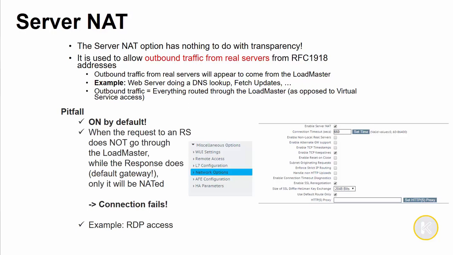Some things to be aware of. For one, server NAT is on by default. In situations where the connection is made directly to the real server bypassing the LoadMaster, the response back to the client does go through the LoadMaster and gets NATed. This connection will fail since the client is receiving a response from a different IP address.